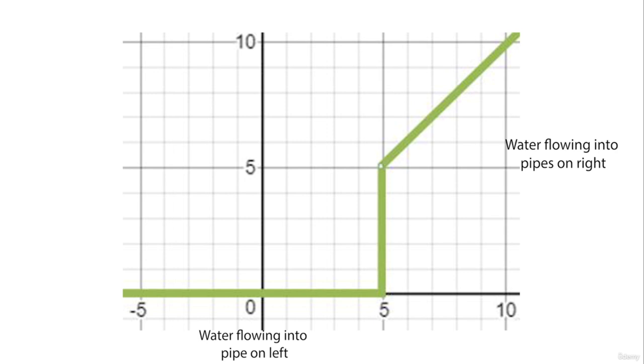If we are to draw a graph to describe this mechanism, it would look something like this, where up until there are 5 liters of water coming in from the left pipe, there will be no water being distributed into the pipes on the right. At the point that 5 liters of water are being pumped through the left pipe, and after any more than 5 liters of water are being pumped through the left pipe, the mechanism allows the same amount of water being pumped from the left pipe into the pipes on the right.